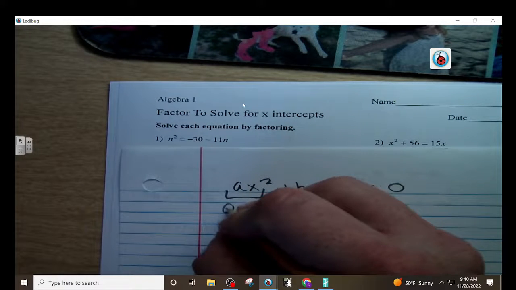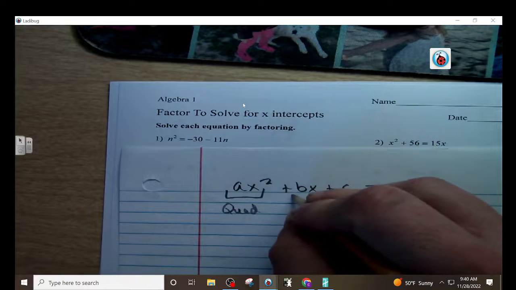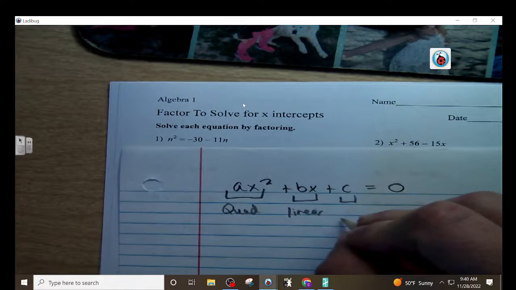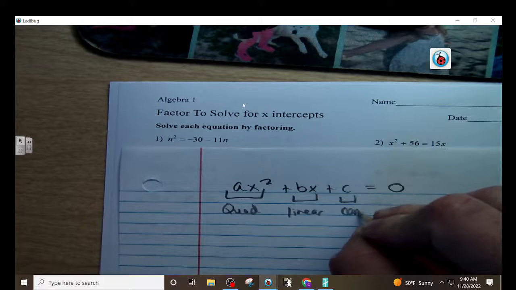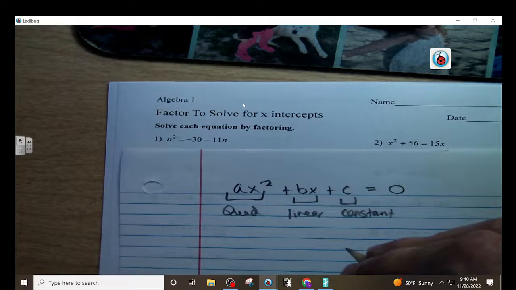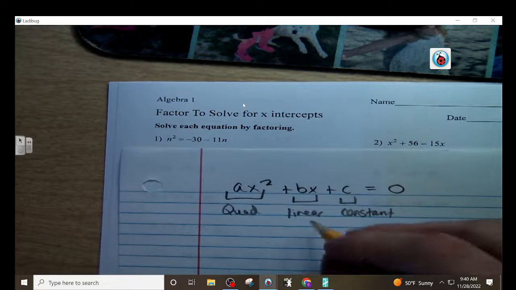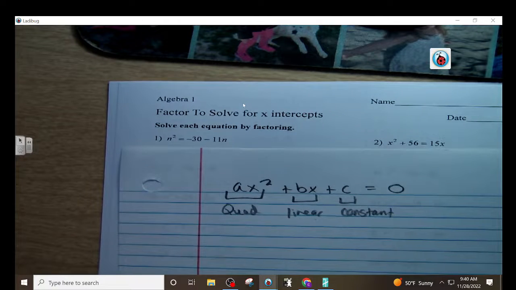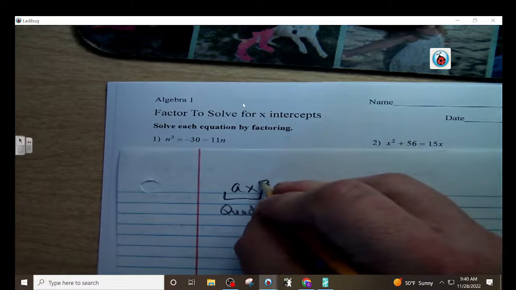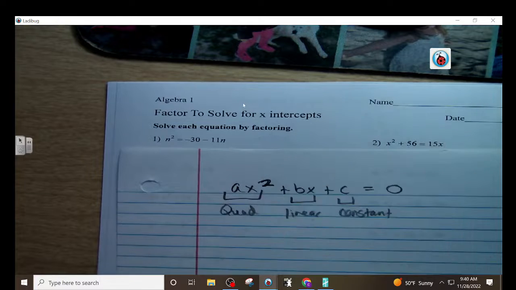So quad, linear, and constant term. So quad, linear, constant, and it had to be in that order. It's got to be in descending order, based on the powers. Okay.